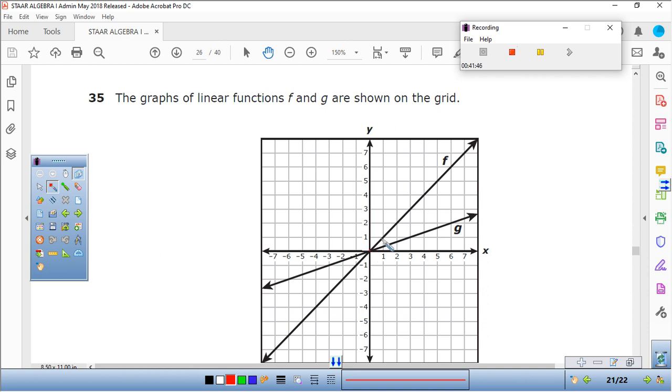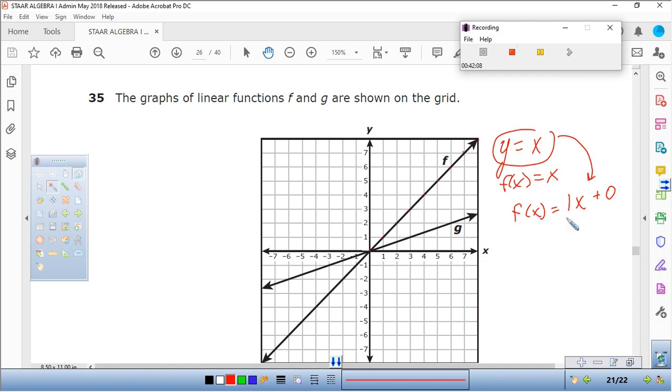You see this line that goes through all the corners? That's your parent function. Y is equal to x. F of x is equal to x. Okay, what's my slope? If you look at that, f of x equals 1x plus 0. That's this equation right here. My slope is 1. My y-intercept is 0. What does this one do? It goes through the 0, but look at the slope now. 1 up, 3 over. So g of x is equal to 1/3 x.